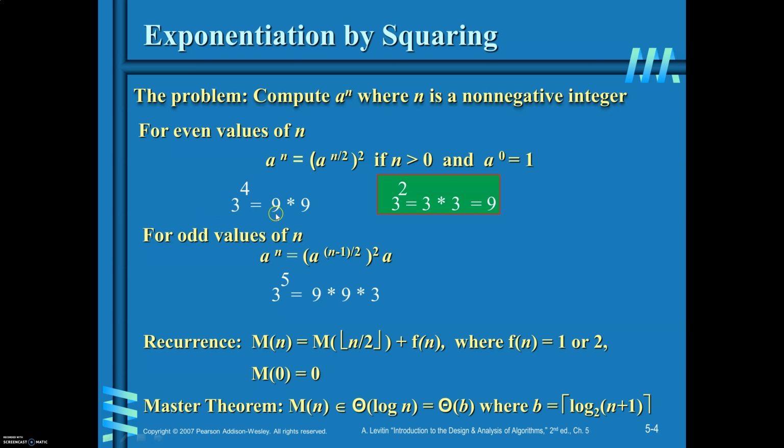In order to find out 3 power 4, you need to know what is 3 square. That means this problem will call again 3 square. So in order to find out 3 square, it will multiply 3 into 3, that is 9. So already we know what is 3 square. It's 9. So 9 into 9 is 3 power 4. So here one multiplication and here another multiplication. In order to find out 3 power 4, only 2 multiplications are performed.